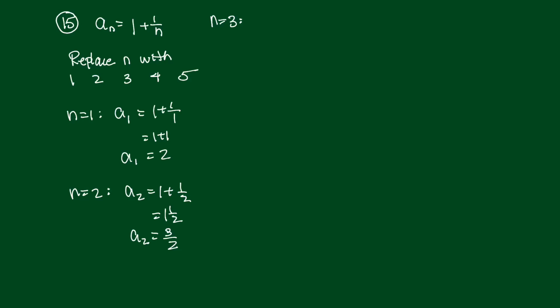So on to n equals 3. Let's take this 3, put it here, and put it here. So this will give us that a sub 3, the third term, is 1 plus 1 over 3. All right, now that's 1 1/3. Make that an improper fraction. So 3 times 1 is 3, plus 1 is 4, so we get 4/3. All right, that's a sub 3.